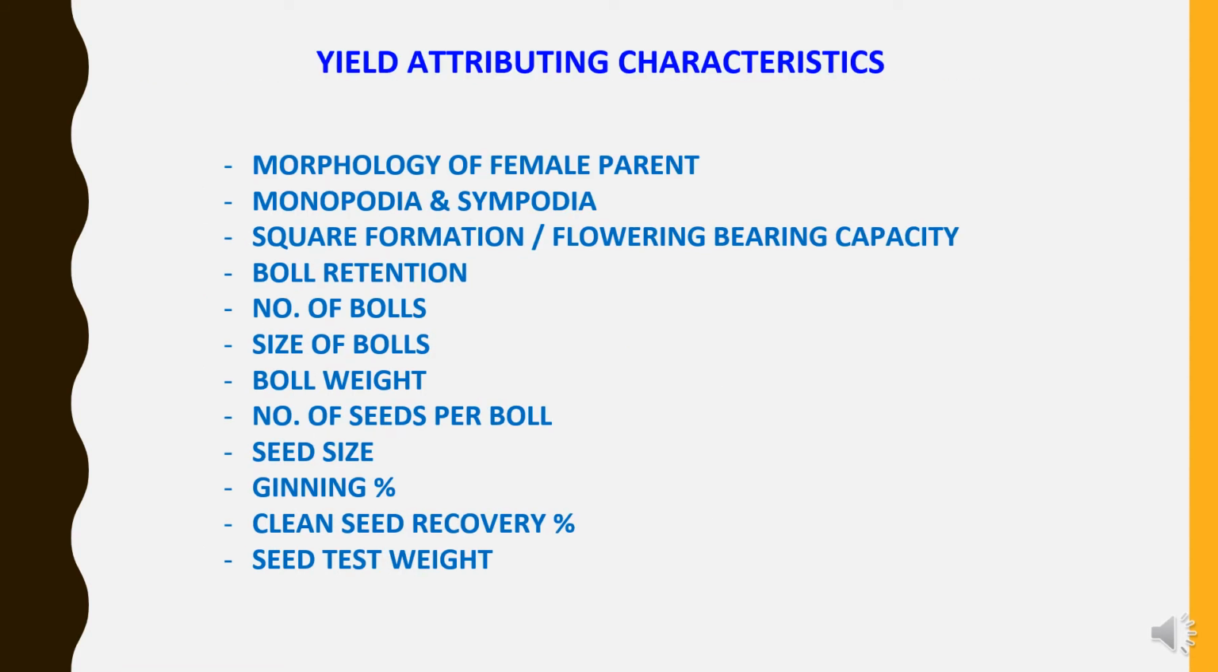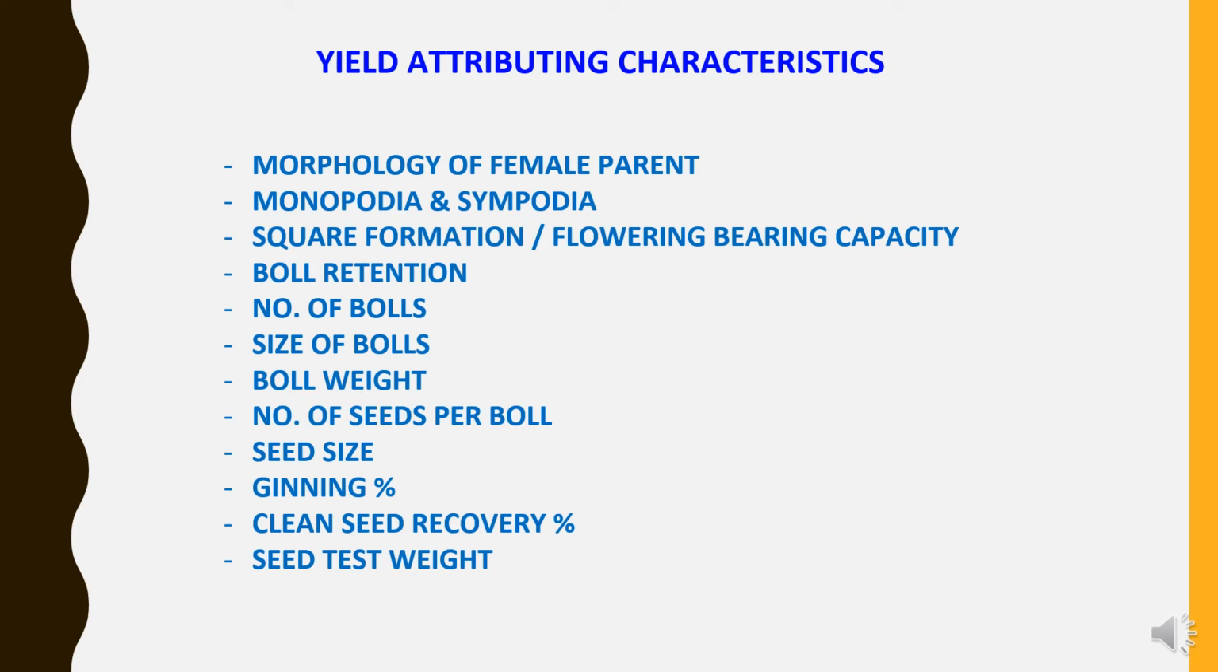Here, to study the yield attributing characteristics in hybrid seed production, the first one is morphology of female parents. Second is monopodia and sympodia arrangement. Third is square formation and flower bearing capacity. Ball retention refers to the retention of crossing balls. Sometimes after crossing the balls fall down, which is a loss. So wherever the retention percentage is maximum, it will be good for yielding.